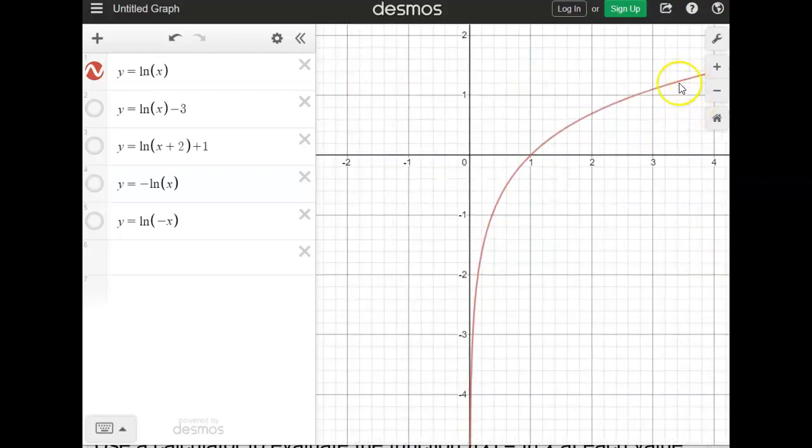And then we have here the other reflection. And this one, here's the parent function in red. And the one that you will see is the reflection across the y-axis. So that is also another type of transformation.